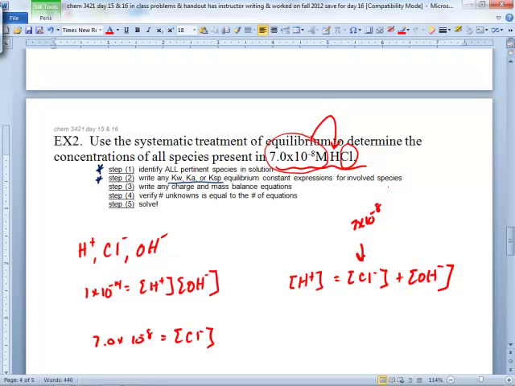Okay, Jamesa, now what? Mess with the KW equation and solve for what? Solve for the H. Fine. See, it doesn't really matter. Solve for the H, and then substitute in over here, right?